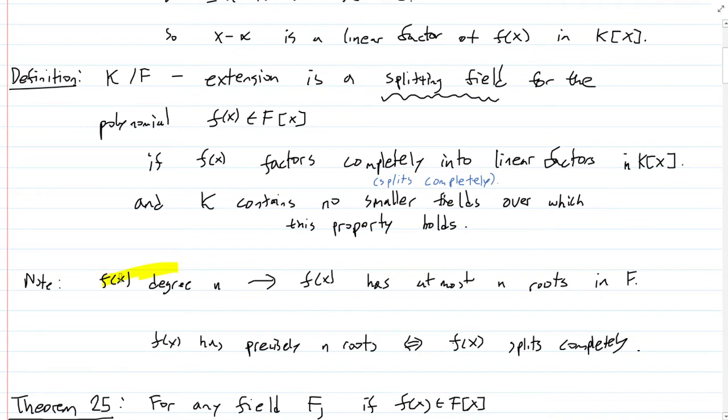So note that the degree of f is n, and so that means f(x) has at most n roots in F. And so f(x) has precisely n roots if and only if f(x) splits completely. Right.